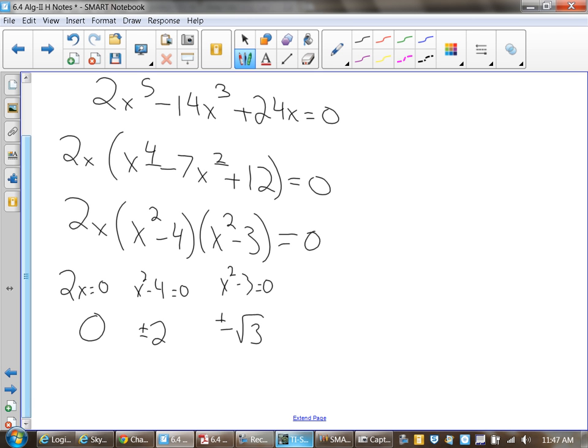This is a 5th degree polynomial, right? How many possible zeros should it have? It's a 5th degree polynomial. 5. Not 6. 0, positive 2, negative 2, positive root 3, negative root 3. This crossed the x-axis. It's math magical. It crossed the x-axis how many times? 5 times.